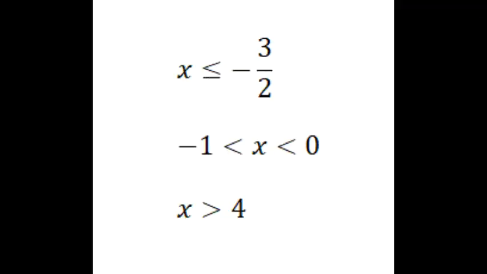And so to answer the question, for which values of x will f of x over g of x be less than or equal to 0, you would have to express this in inequality form, where you would say x is less than or equal to -3/2, and x is greater than -1 and less than 0, and x is greater than 4.